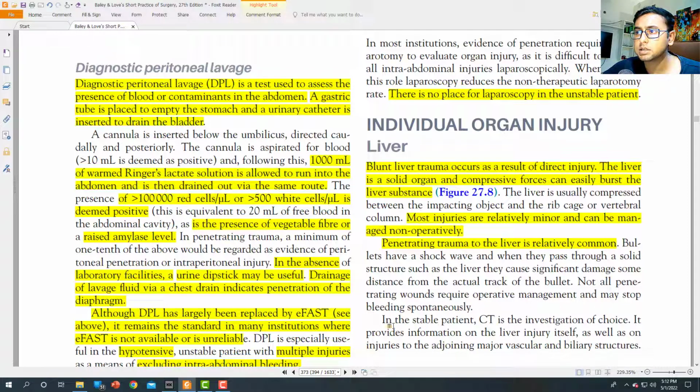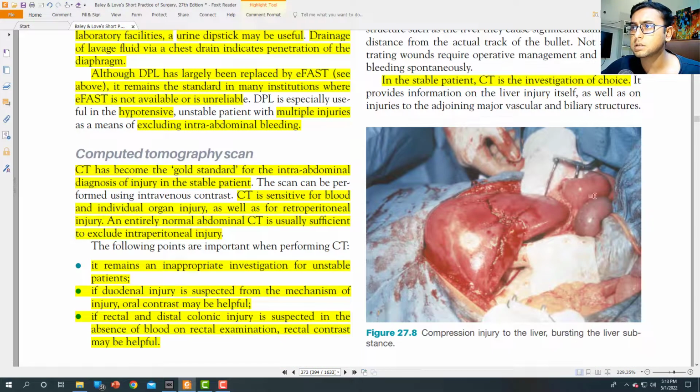In the stable patient, CT is the investigation of choice. So in case of liver trauma, if the teachers ask the students what is the prime investigation to know the liver is traumatized, the gold standard examination is the CT scan. It provides information on the liver injury itself as well as on injury to the adjoining major vascular and biliary structures. So here you can see the liver is traumatized, but managed non-operatively.